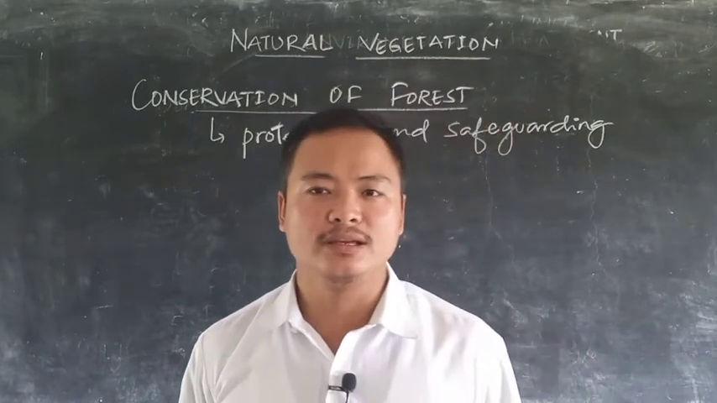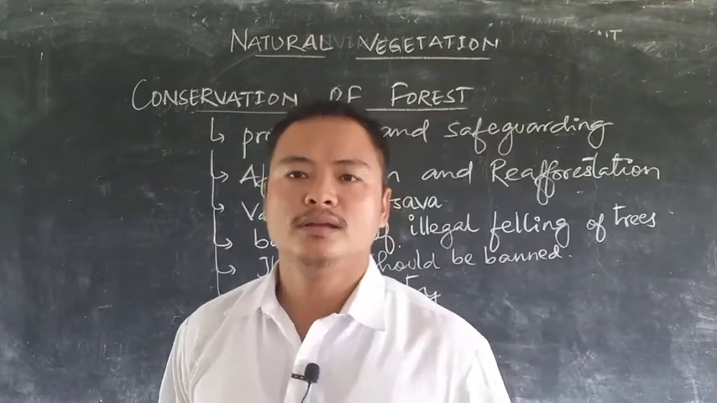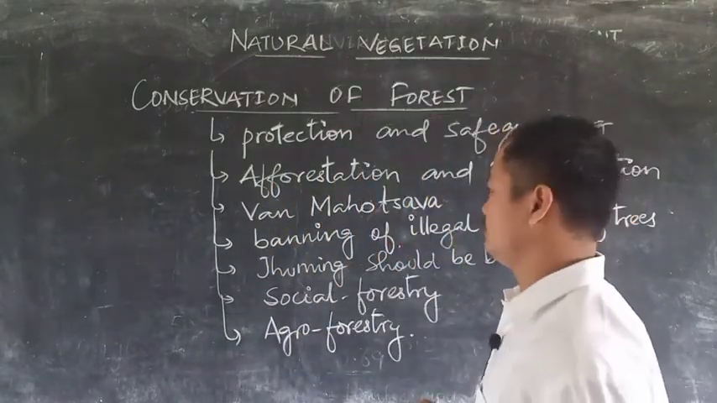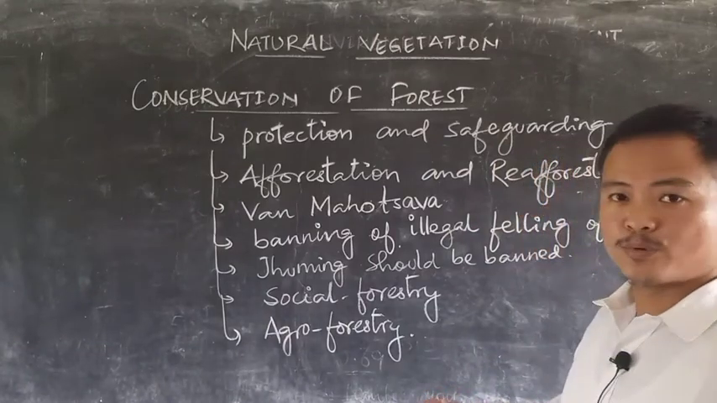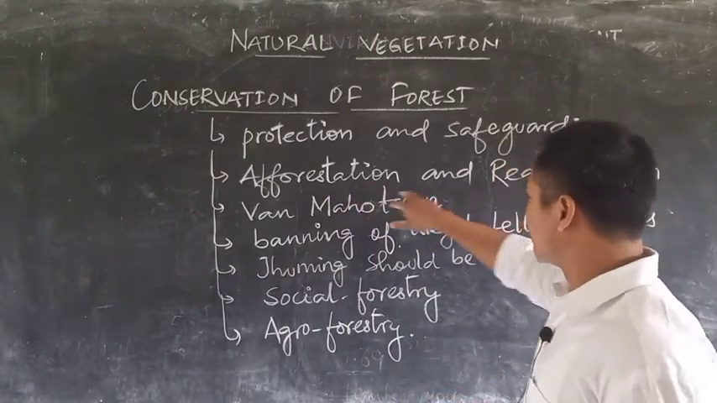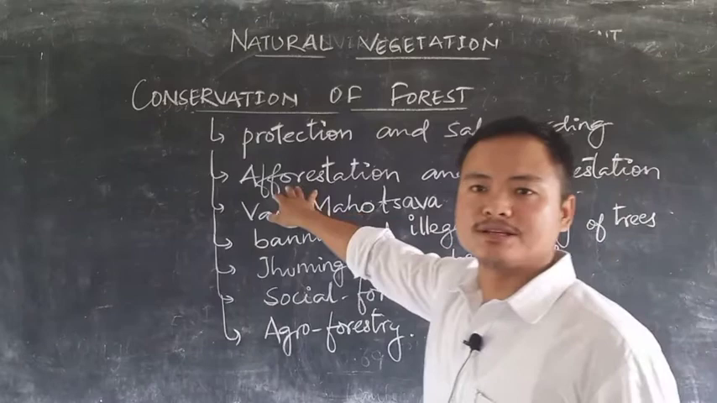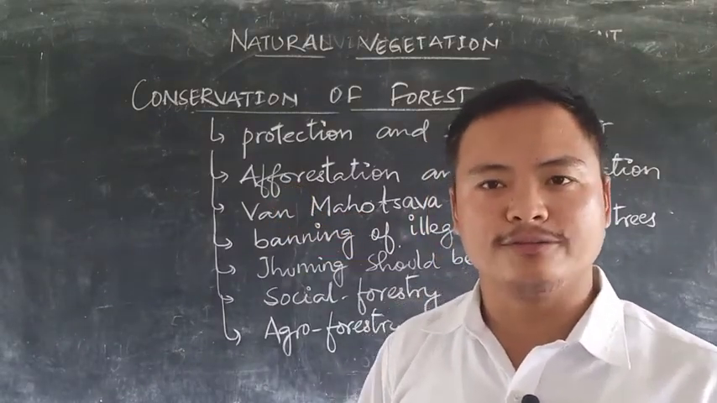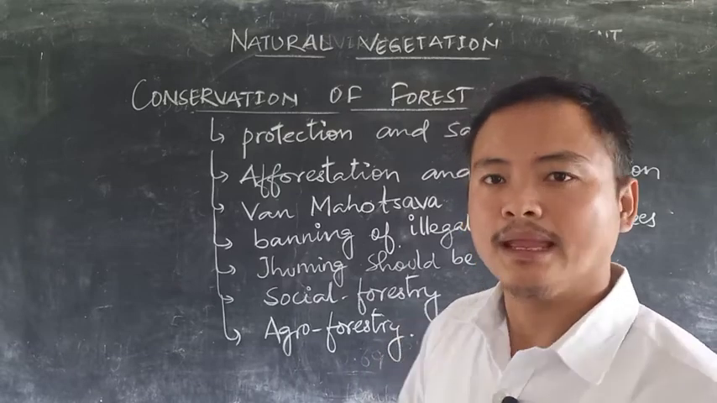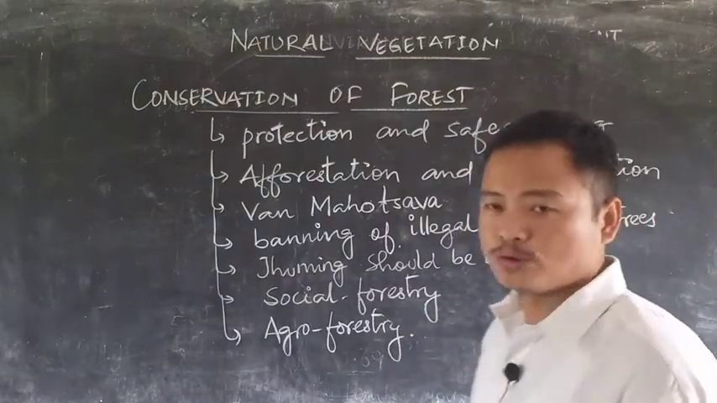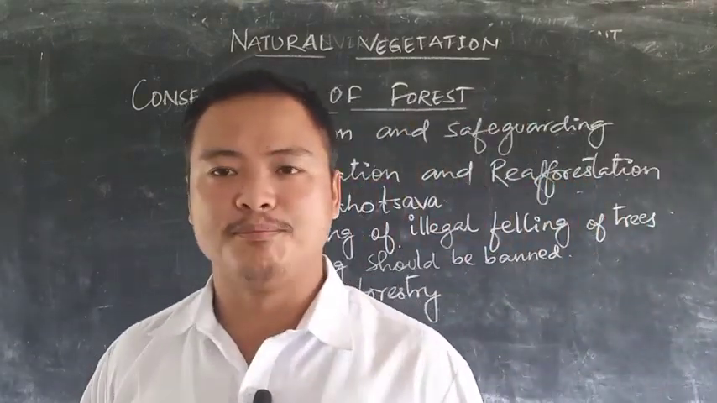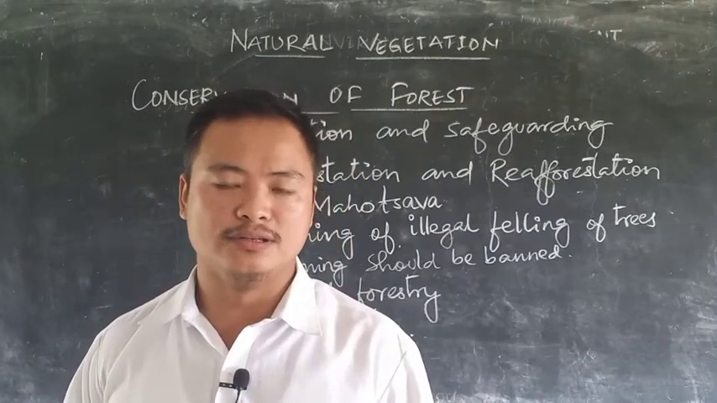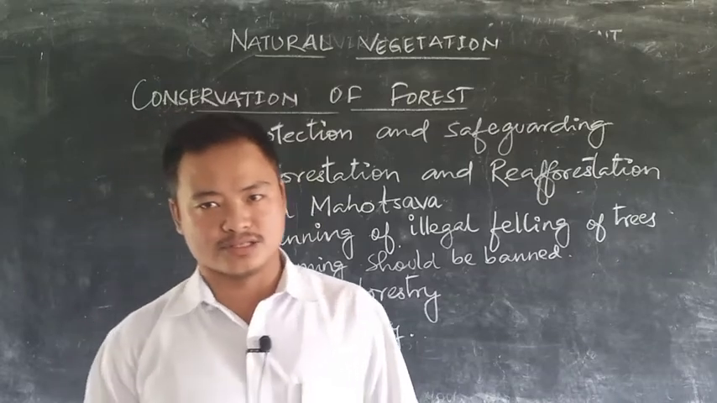So how can we follow the practice of conservation? As a conservation method, we can follow programs like afforestation and reforestation. Afforestation means planting of trees in a new area which was not forest cover earlier. Reforestation is also planting of trees, but in those areas which were once under forest cover. So that is known as reforestation.